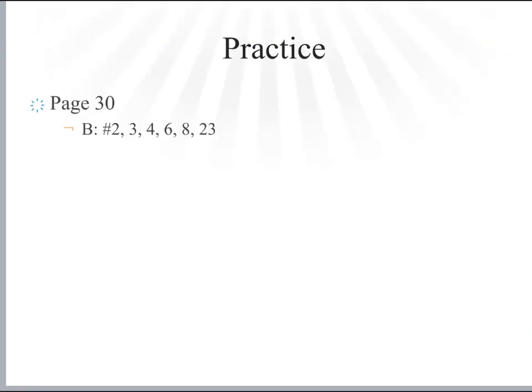Here are some practice problems from your textbook, and please let me know if you have any questions.